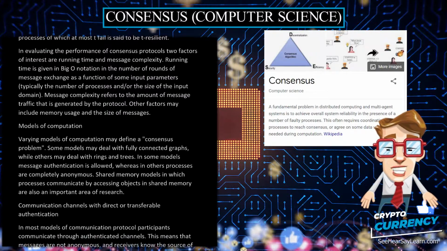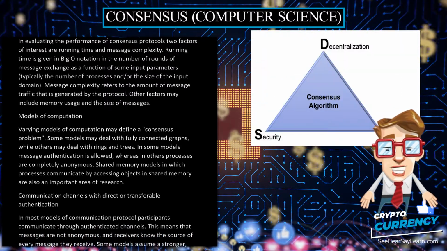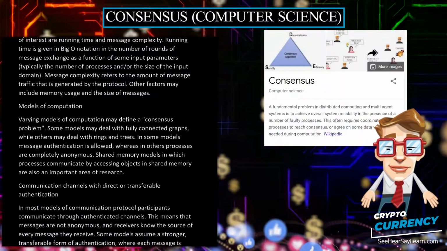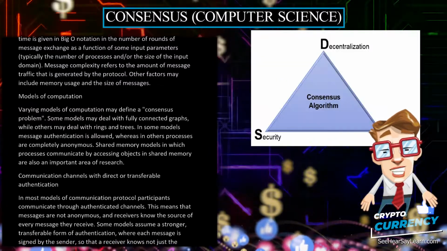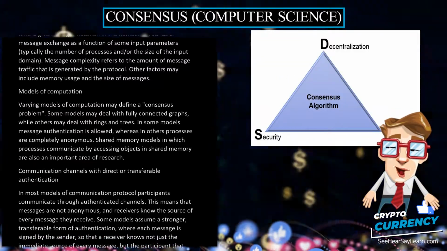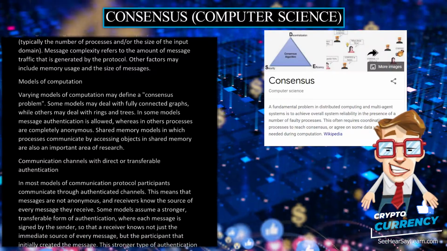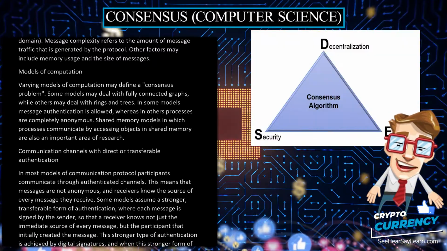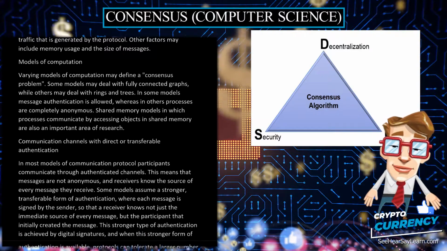Models of computation. Varying models of computation may define a consensus problem. Some models may deal with fully connected graphs, while others may deal with rings and trees. In some models message authentication is allowed, whereas in others processes are completely anonymous. Shared memory models in which processes communicate by accessing objects in shared memory are also an important area of research.